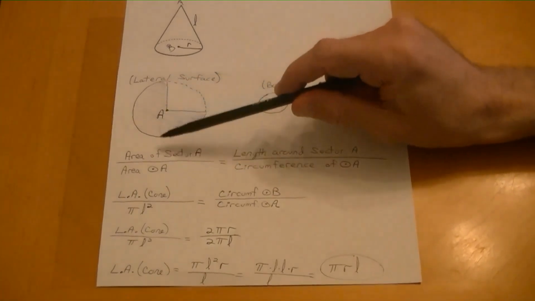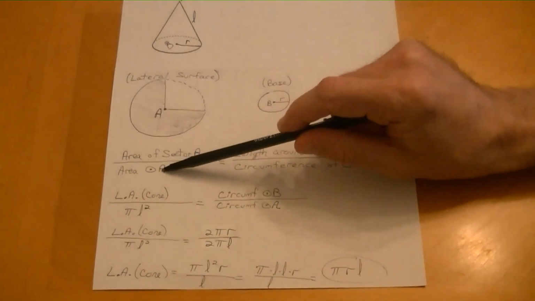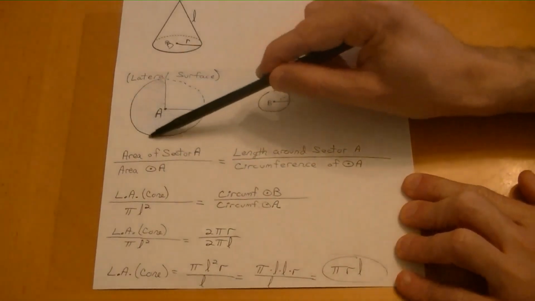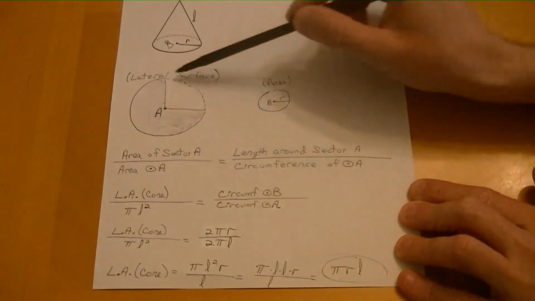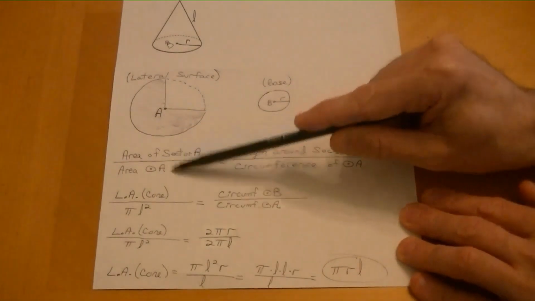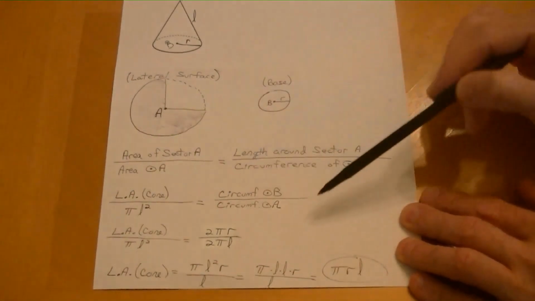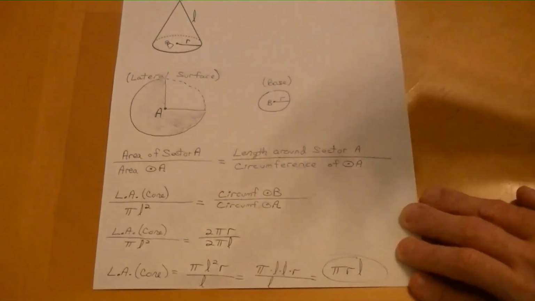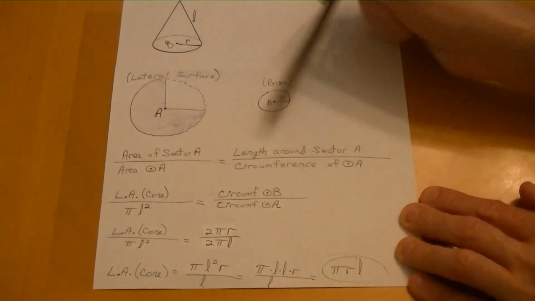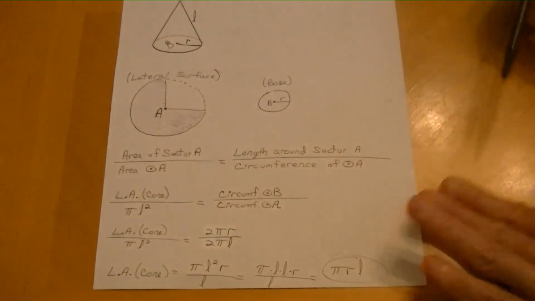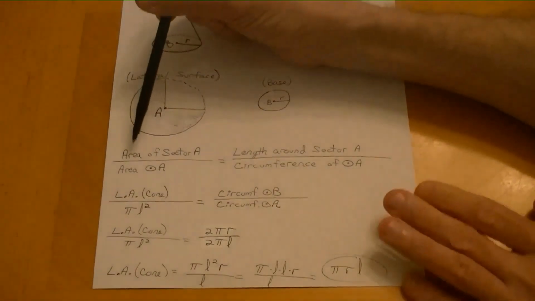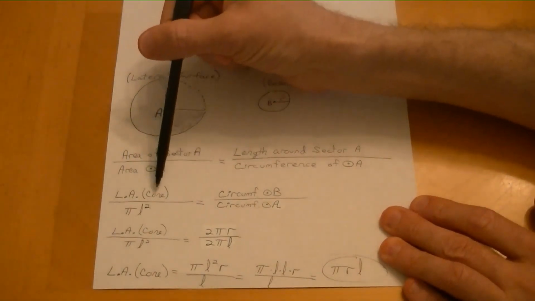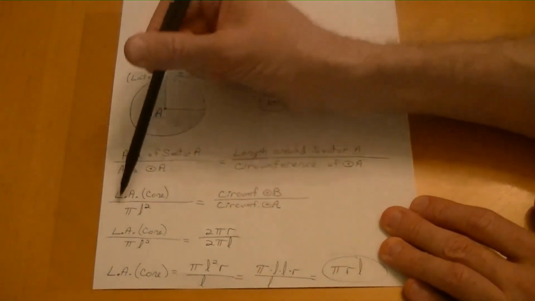The area of this sector compared to the area of the whole thing is the same as the length around the sector over the length around the whole thing. So maybe they're both 3/4, maybe they're both 1/3, maybe they're both 1/2, but whatever this fraction is, area of sector to area of whole, it's going to equal the length around the sector to the length around the whole. That's that equation. And our goal is to figure out the area of sector A. Well, the area of sector A, as we said, is the lateral area when you twist it into a cone. So I replaced this with lateral area of the cone.